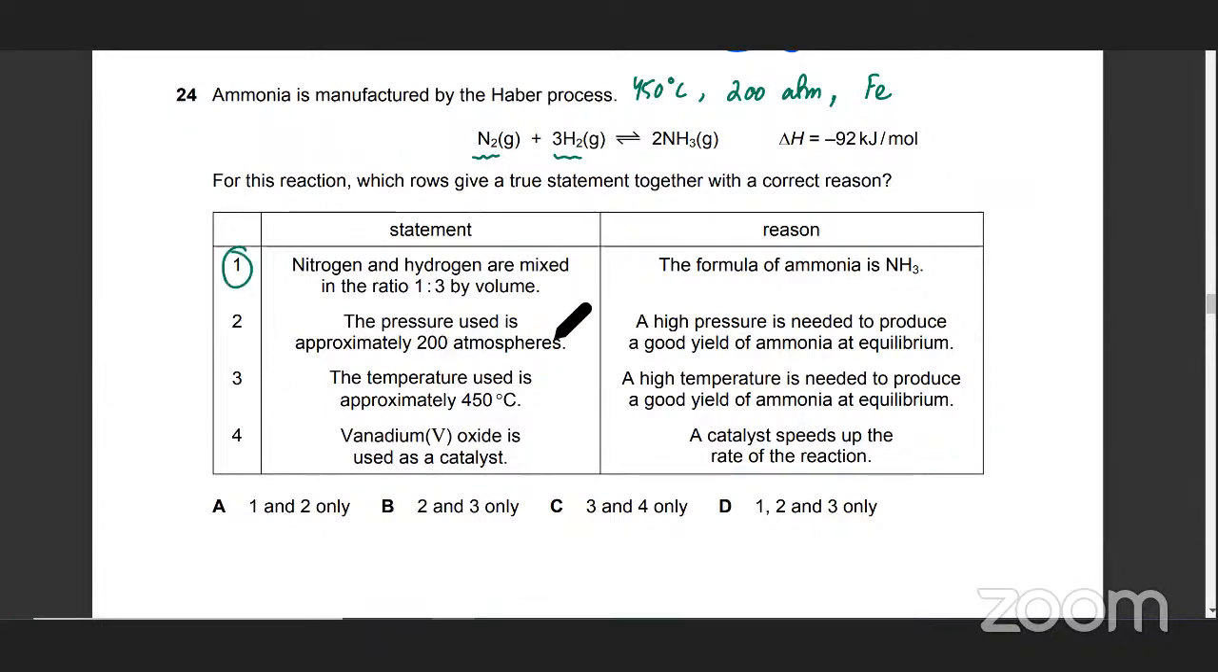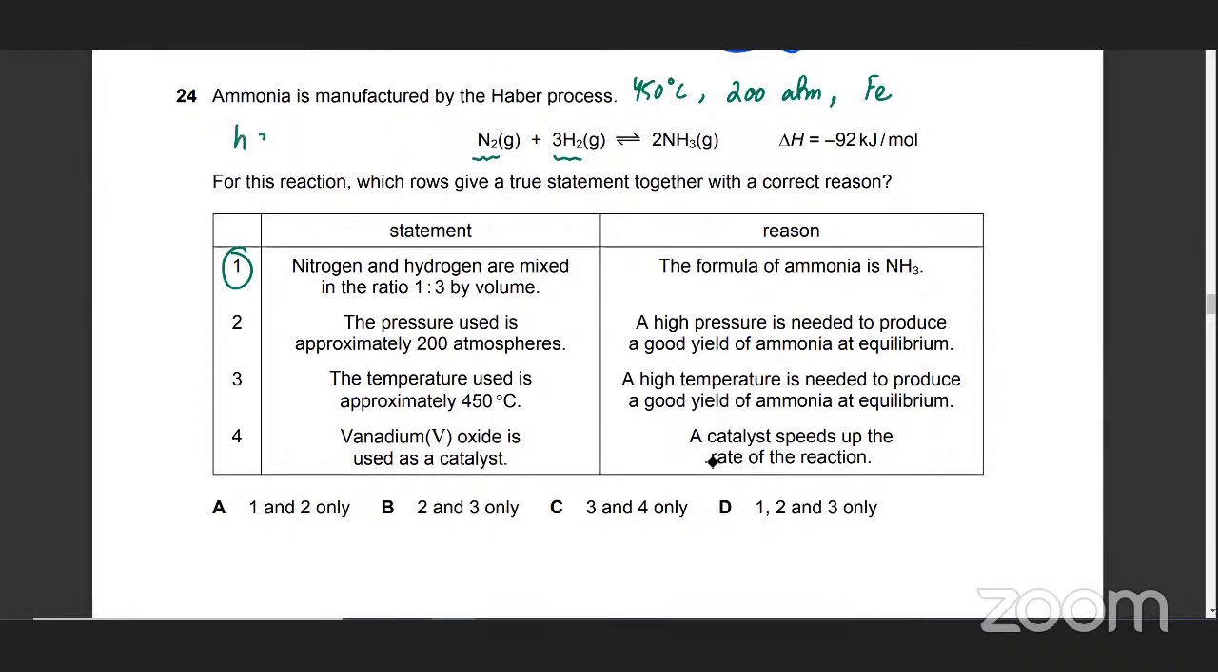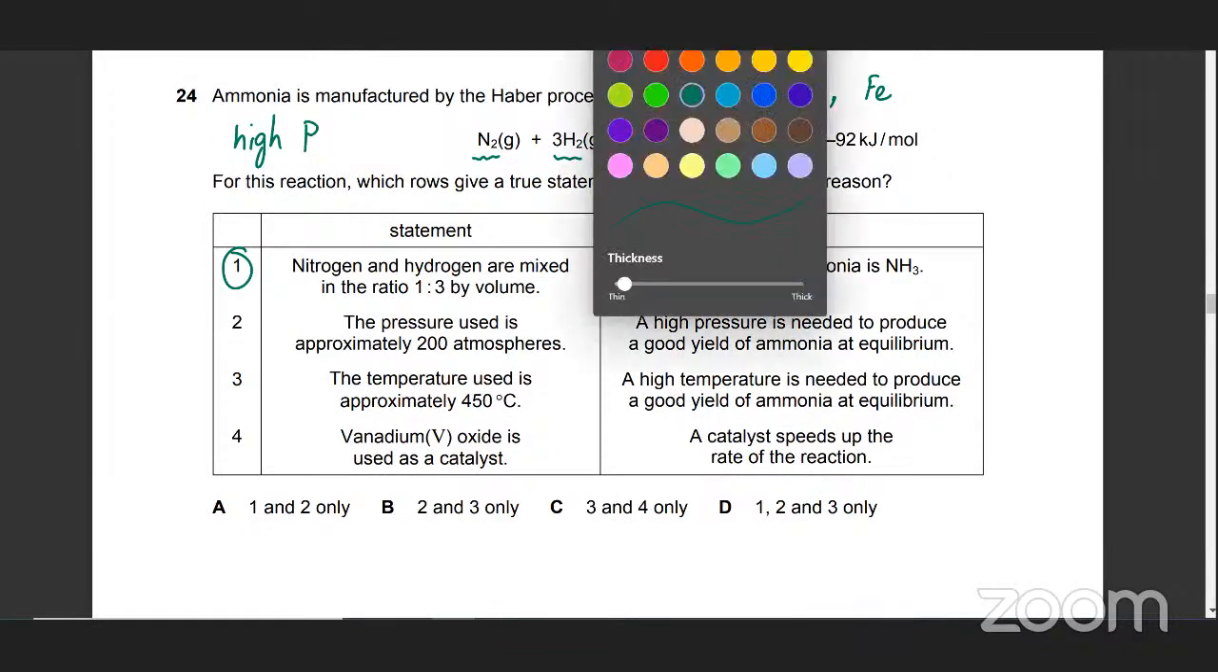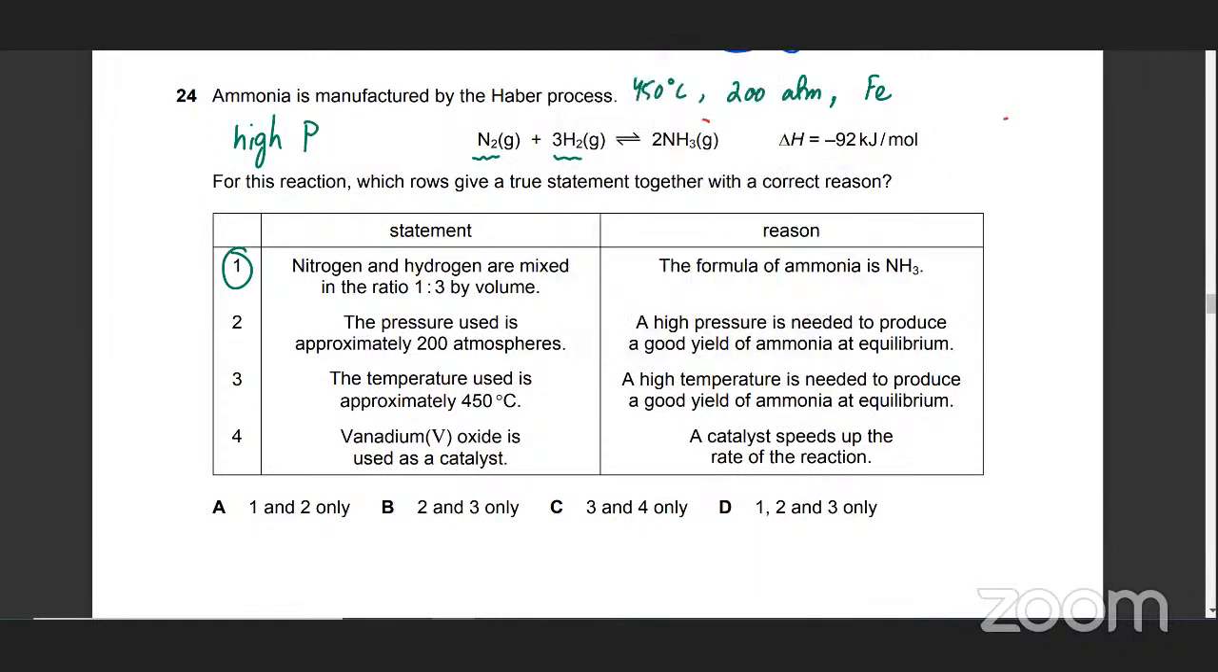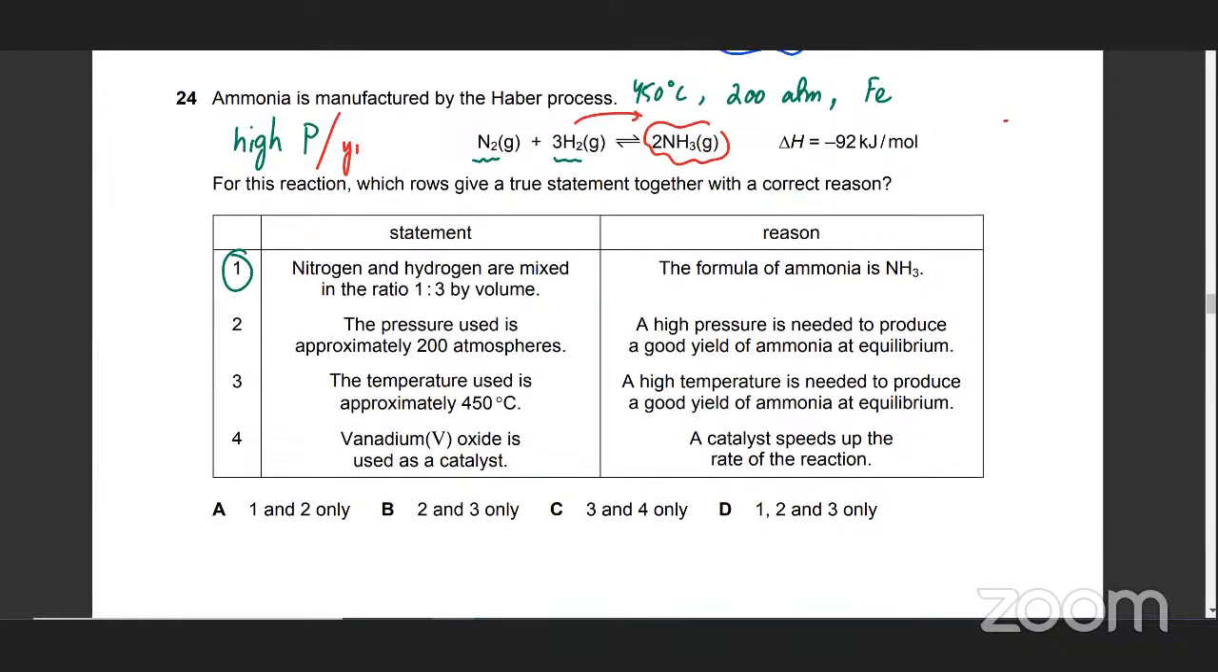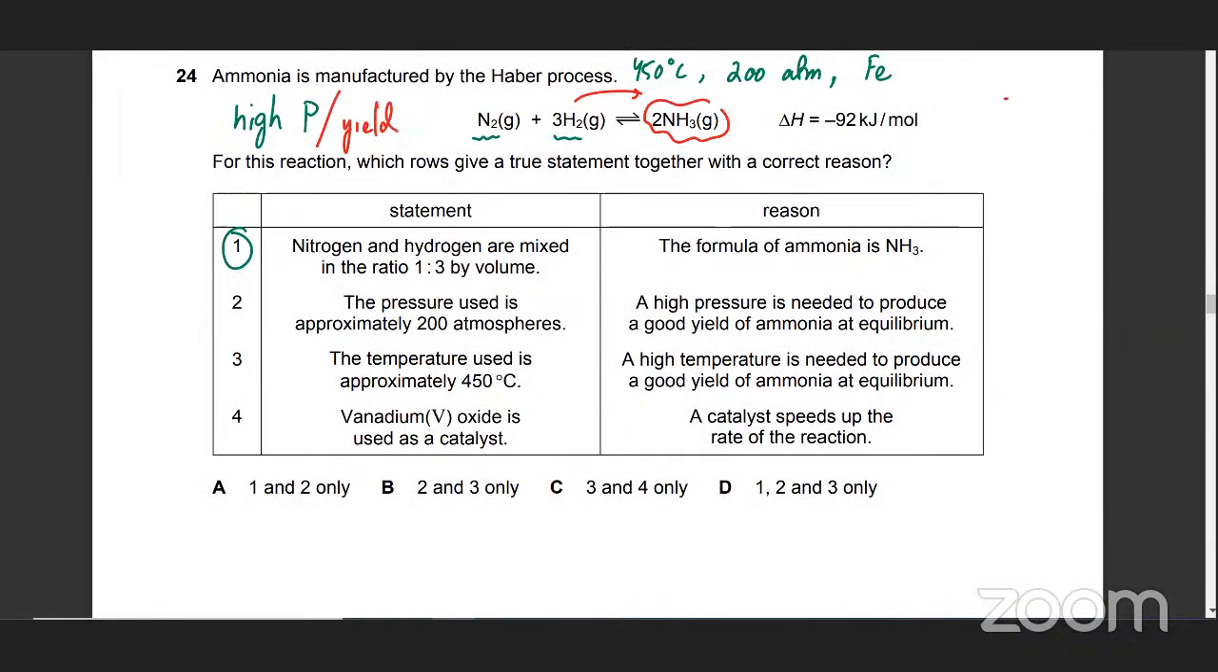ठीक है, next one, the pressure used is approximately 200. A high pressure is needed to produce a good yield of ammonia. पहले तो बताओ कि if I use a high pressure कौन सी साइड को फेवर करता है? Less gas, ठीक है. तो less gas forward side पे ना, so it's going to shift to the forward. तो obviously yield वाली बात जो है, that makes sense. The pressure used is approximately 200 atmospheres, so it gives a good yield. ठीक है, that's fine.